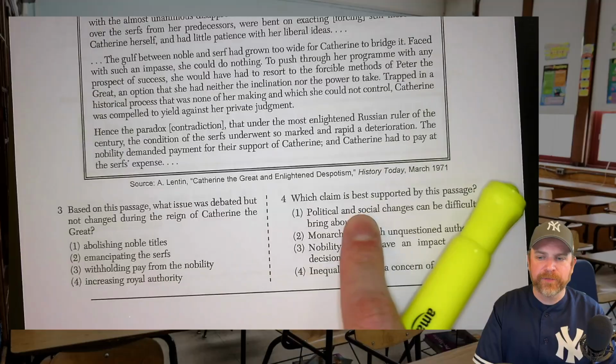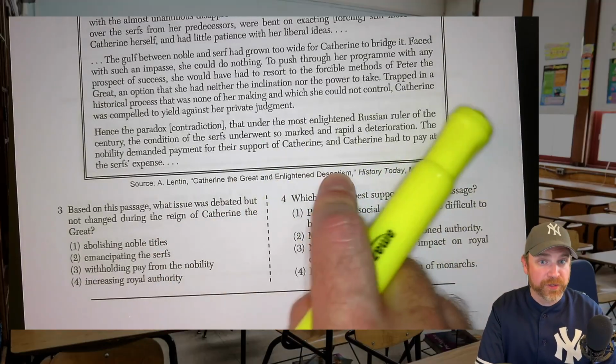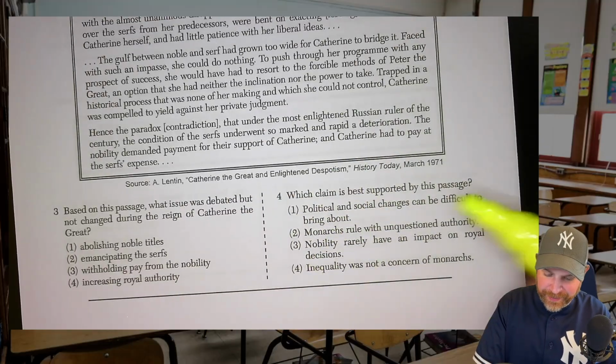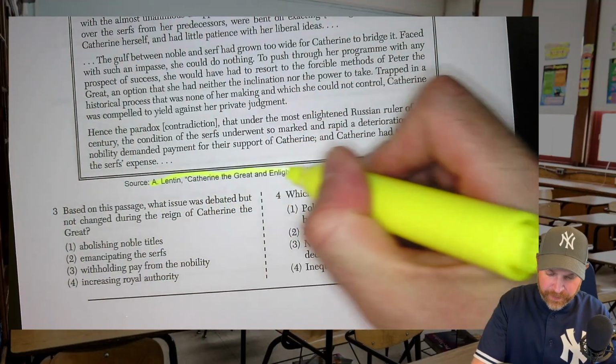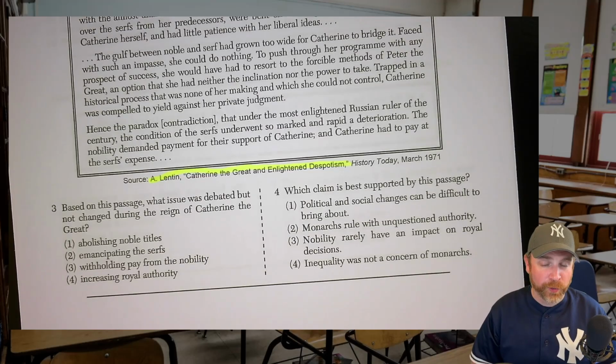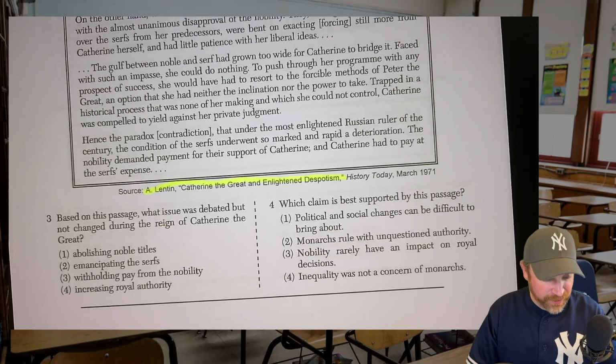Questions 3 and 4 correspond with a source, and I always like to try to figure out who wrote the source or what the source is about. And it says here, Catherine the Great and Enlightened Despotism. Catherine the Great hopefully is somebody you learned about when you were doing your Enlightenment unit. She was a leader of the Russian Empire in the 1700s.